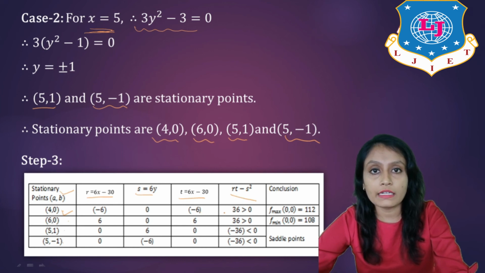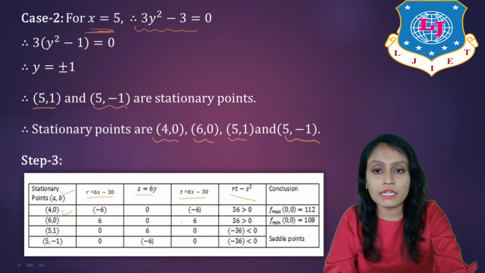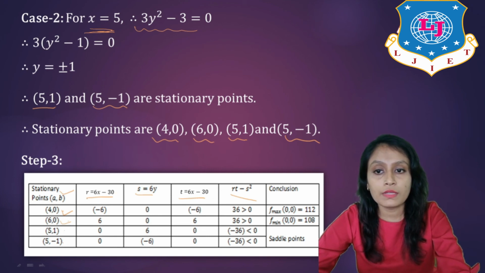Now we have to find rt minus s square. Multiply r and t, so you will get 36. Next, we have to solve for the point (6, 0). Again in place of x you have to substitute 6 and in place of y substitute 0. So you will get 36 minus 30, that is 6 for r, for s you will get 0, and again for t you will get 6.